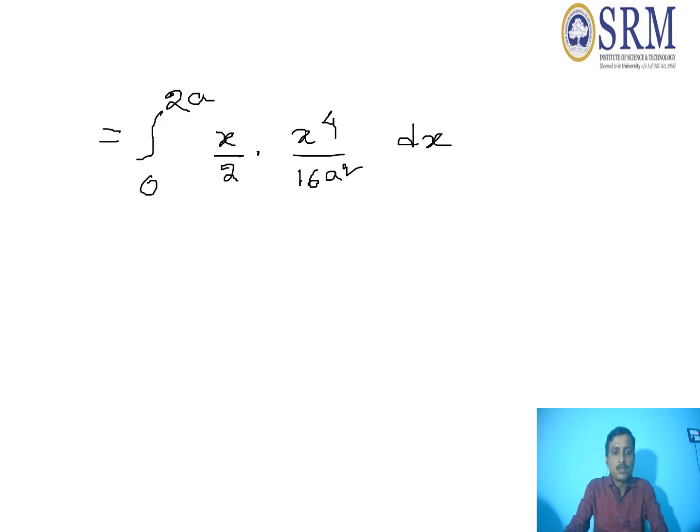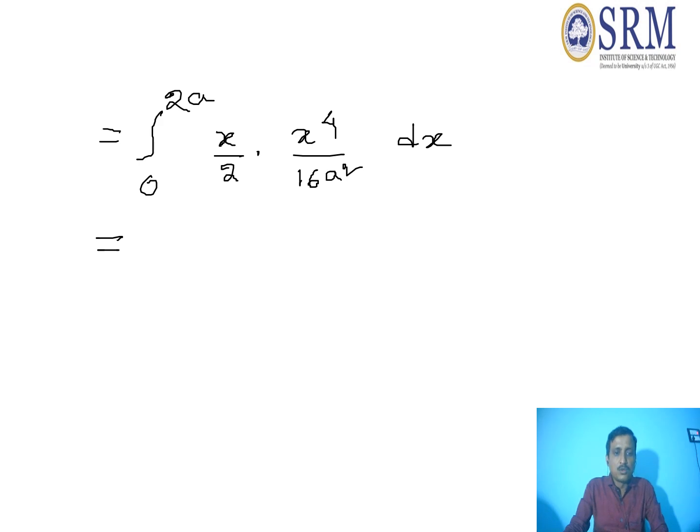Okay, let us continue that problem. So we are going to substitute the limits for y. x is already there, x is equal to 0 to 2a. If you substitute the limits, it will come x upon 2 and x to the power 4 by 16 a square, and it is dx. Just simply we have substituted the limits. The lower limit was 0, so that's why it is not coming.